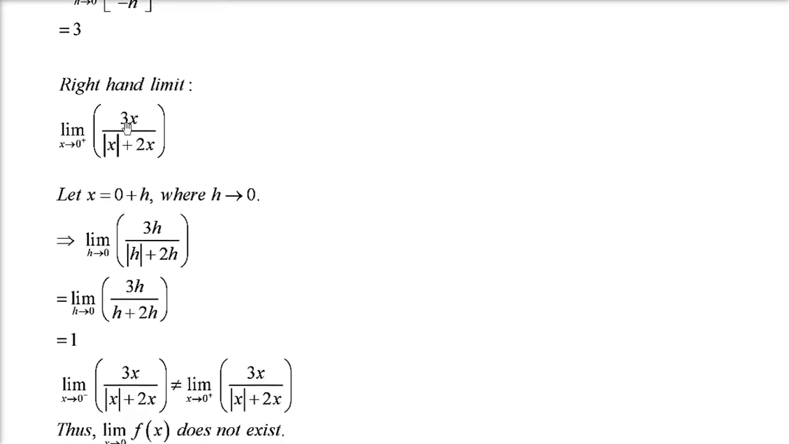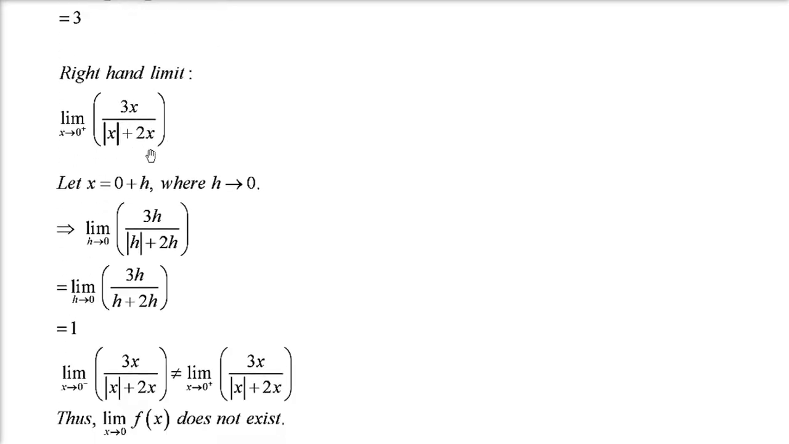Now coming to right hand limit. Now same thing you have to do. You have done 0 minus h here, you have to do 0 plus h. So 0 plus h, that is h. So 3h by mod h plus 2h. So this is 3h by h plus 2h. That is going to be 3h by 3h, and it's going to be 1. So 3h by 3h, it will be 1 and limit will remove.